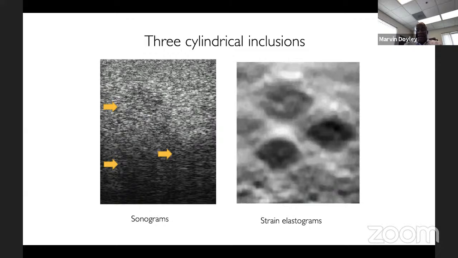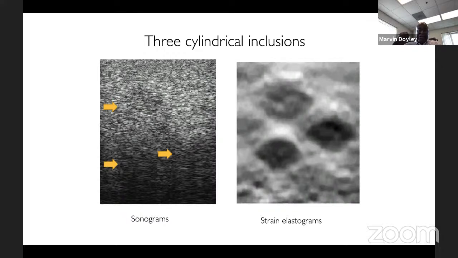This is again the response of this phantom to a 2% deformation. You can clearly see the 3 inclusions. This one is stiff. These 2 are stiffer than that one because it's much darker. But again, it's qualitative. It's not quantitative, because what we're really measuring is just a response.